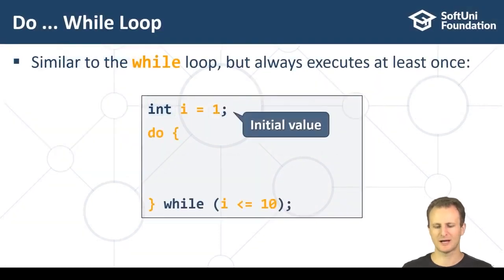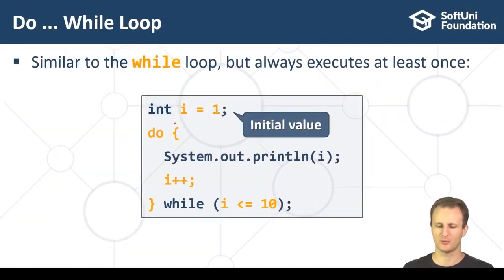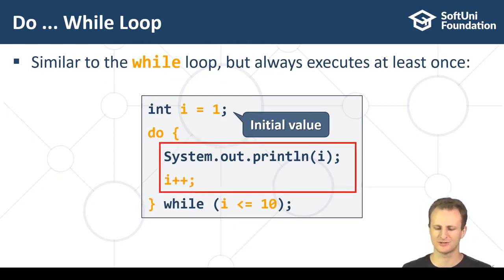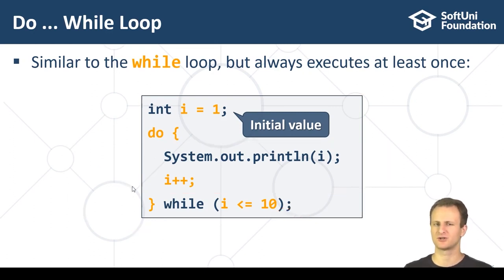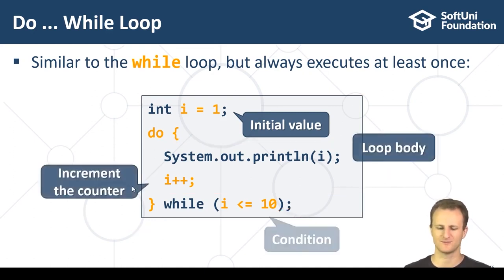Okay, and the do while loop is just something that does operations regardless of the condition. So it's the same as a while loop, but it always executes at least once and then it checks, and then it executes again, and then it checks and executes again and checks and so on. Whereas the while loop first checks and then executes.